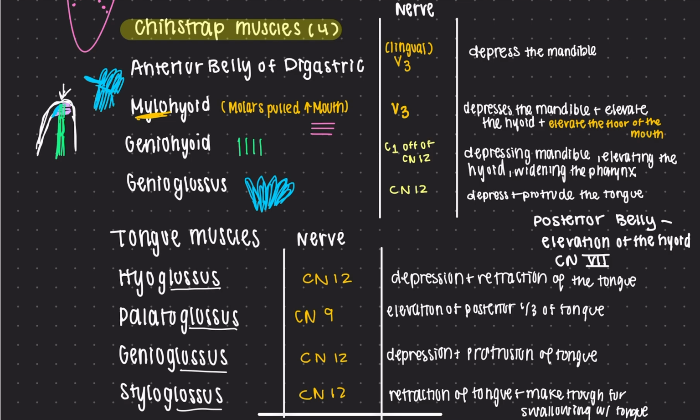So imagine pointing your thumbs back like that, underneath your chin. Like that. You would have these lines pointing backwards. And that would be the direction that the anterior belly of the digastric is going, or the striations.